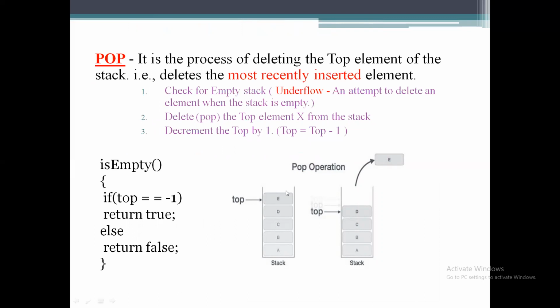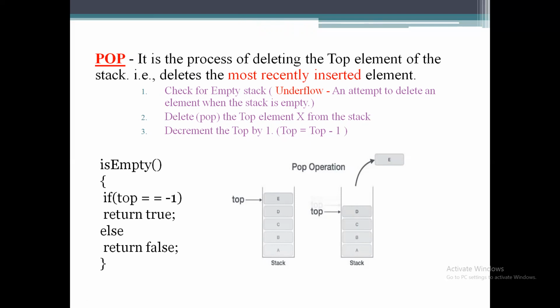But in your stack, only the topmost element will be popped out. Popped out in the sense that it is going to be deleted. So I'm having A to E alphabets here. I can't randomly select C and delete it. If I want to delete C, I have to delete E, D, and then C. So only the topmost element of my stack will be deleted when you call the pop function.